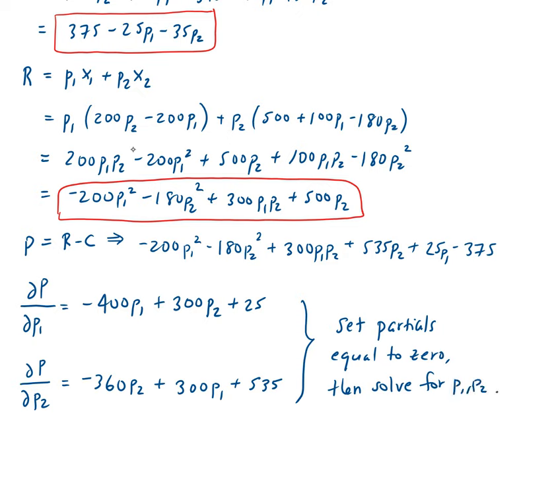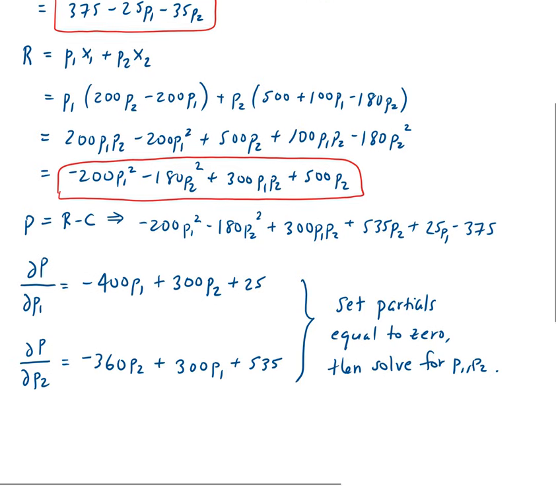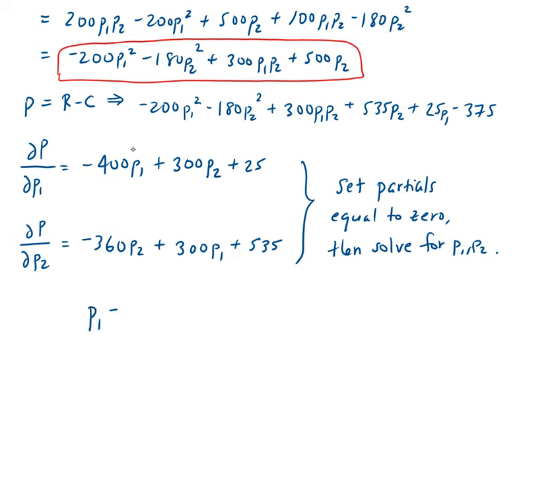We have a system of two equations with two unknowns. There are various ways we can solve this: you can use substitution, elimination, or matrices. I'll let you do that. You should be able to solve this system. We end up getting P1 approximately $3.14 and P2 approximately $4.10. Those are the prices that will give us maximum profit.